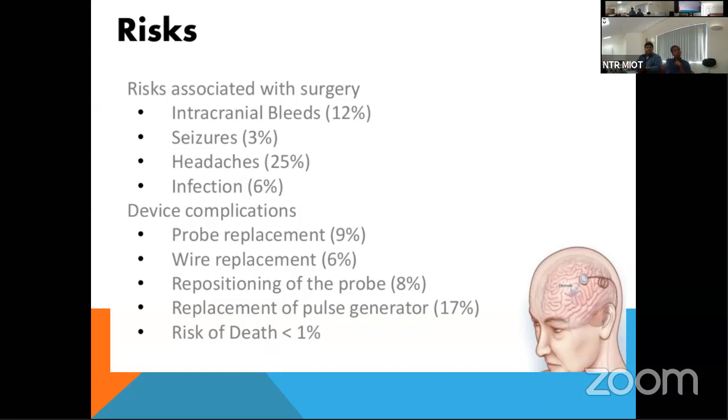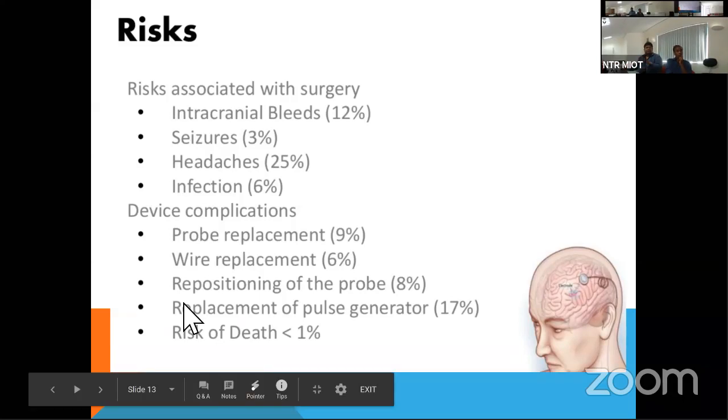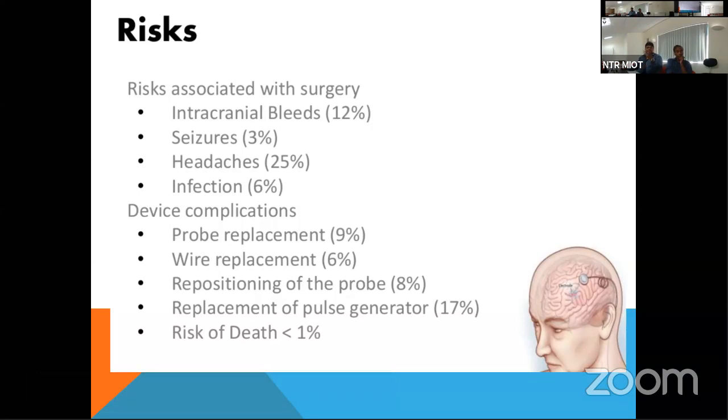As Dr. Pulo mentioned, these are the risk factors: intracranial bleeding, seizures, headaches, infections associated with the surgery, and device probe replacements. For example, if there is a slight difference of 1 millimeter or less, you would have to replace the probe again and go back into the surgical theater. Also wire replacements and repositioning of the probes, and placement of the pulse generator in the subcutaneous area. There is also the risk associated with any surgery, 1% or less.